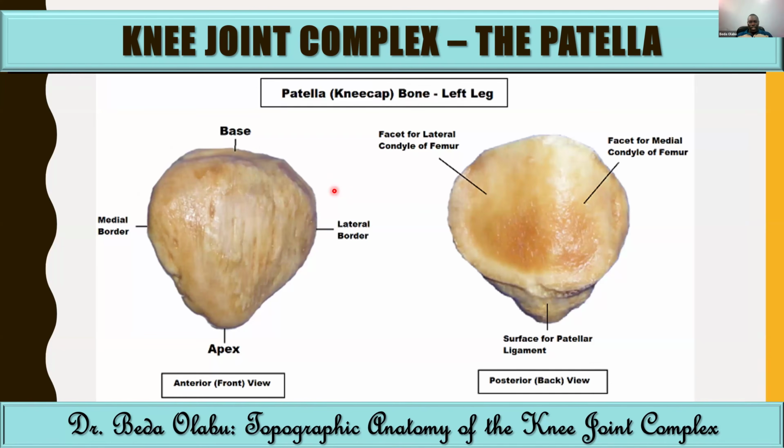All right, so these are the images. I've already told you that the patella has a base which is superior and an apex that is pointed inferiorly. The anterior surface is rough and the posterior surface is smooth.